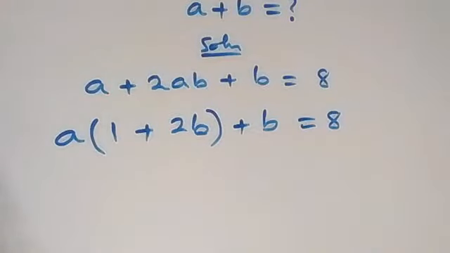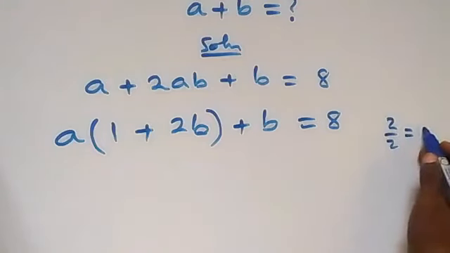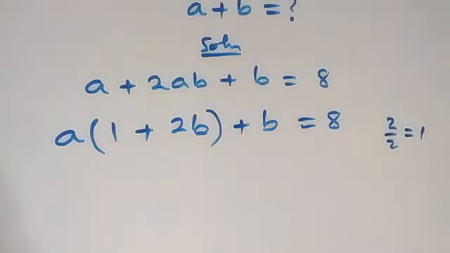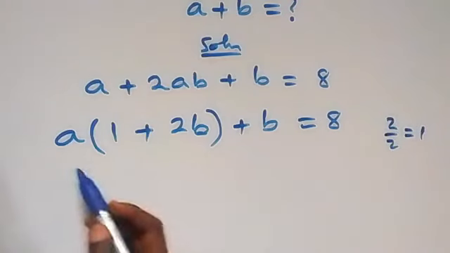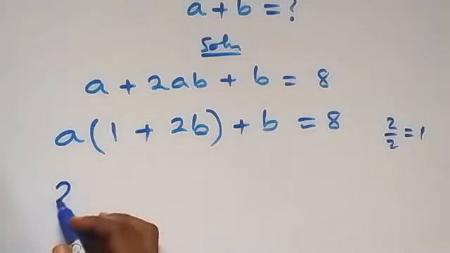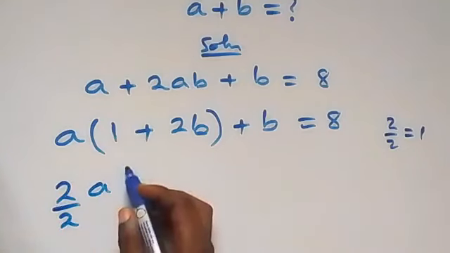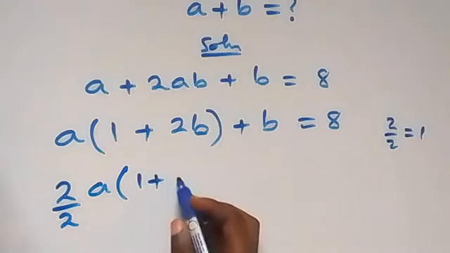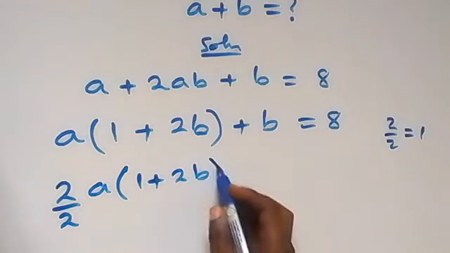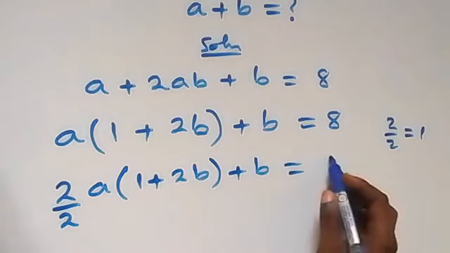Then from what we have here, 2 over 2 is the same thing as 1. Now let's multiply this side by 2 over 2. It will still become the same thing. So we have 2 over 2 times a into bracket 1 plus 2b, then plus b now equals 8 here.